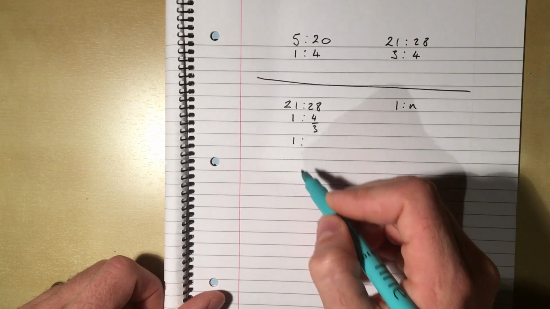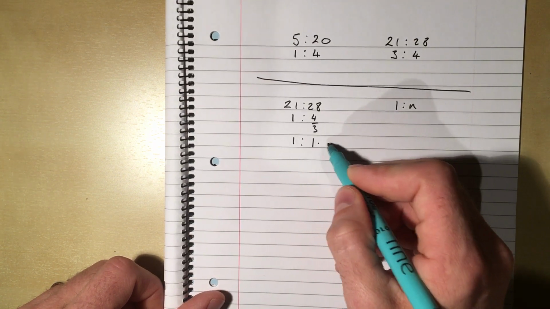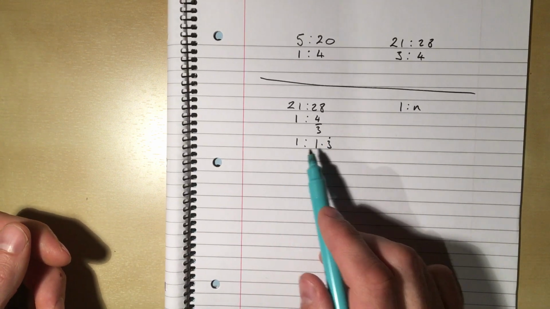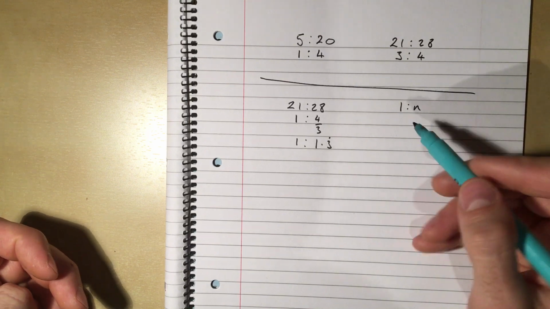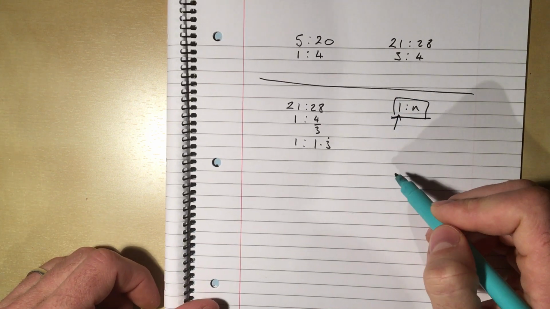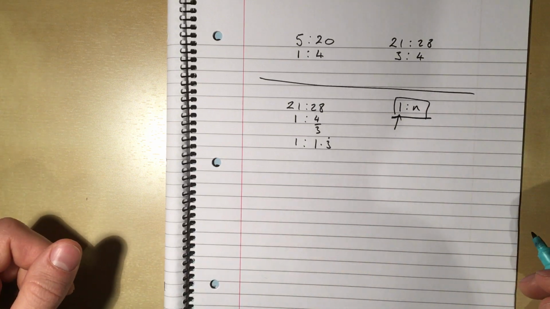I'd probably be a bit more likely with ratios to write it as a decimal. So 1 to 1.3 recurring. That is a perfectly good ratio. I don't have to have a whole number on both sides. If the way they're asking you to write the ratio insists on having a 1 on one side, then the other side might just have to be a decimal.